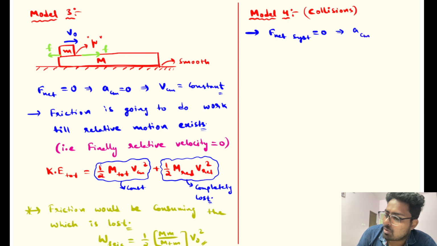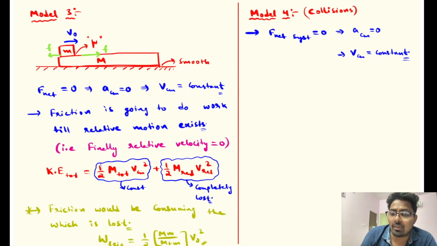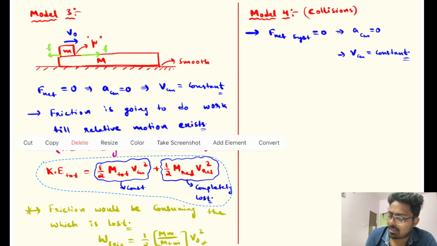Acceleration of center of mass is what? 0. Which implies velocity of center of mass will remain what? Velocity of center of mass will remain constant. When velocity of center of mass remains constant, that means again the same thing, the same point will be used here.